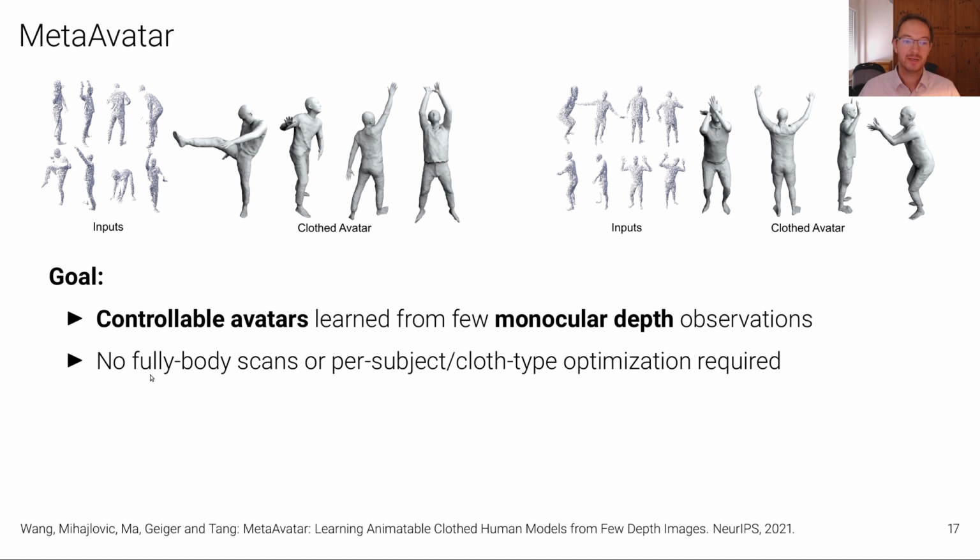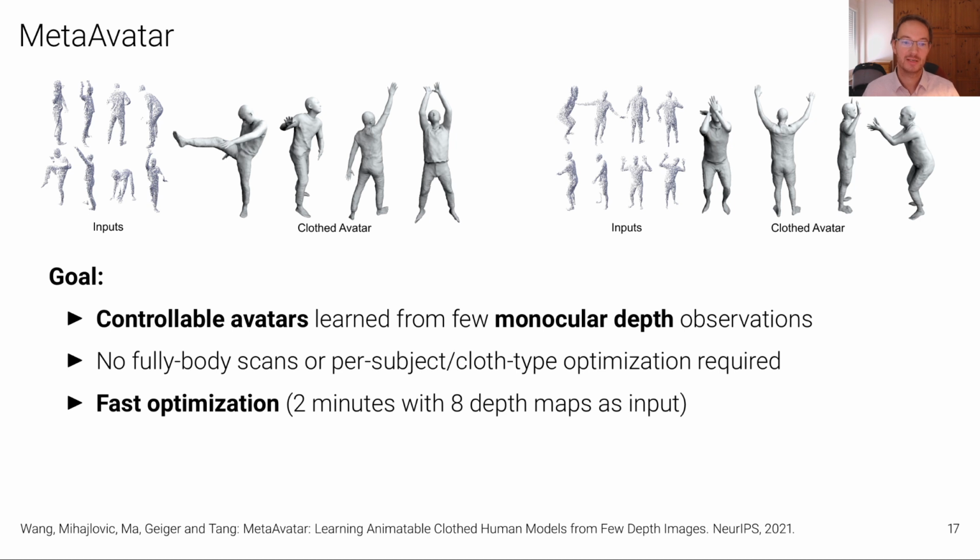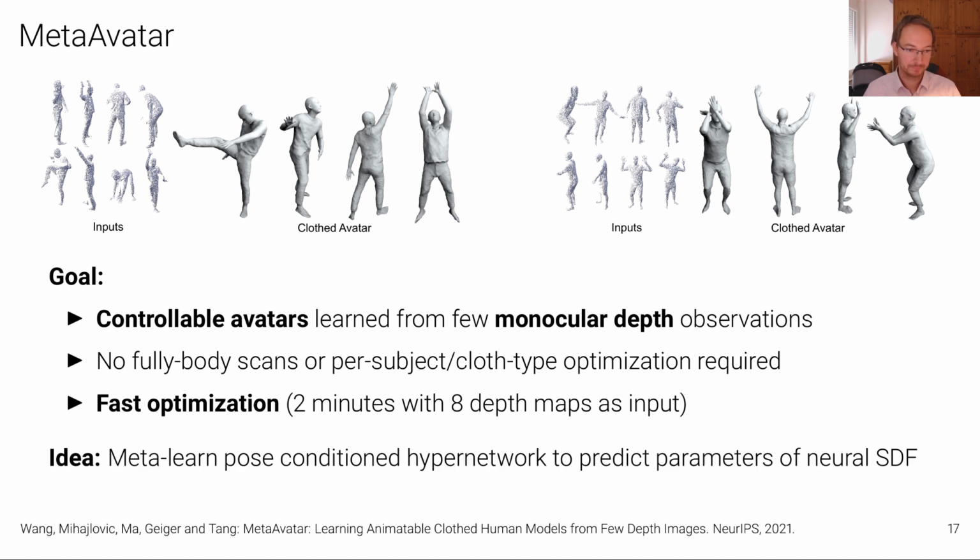Our method doesn't require full body scans or per subject clothes type optimization, but through meta learning, we learn from the entire data set and can fine-tune the pre-trained model very efficiently. This results in fast optimization. For example, in these cases here, our model was fine-tuned on a new subject in only 2 minutes with only 8 depth maps as input. So the idea here is to meta-learn a pose-conditioned hypernetwork to predict parameters of a neural SDF. And we're going to go through this now step by step.